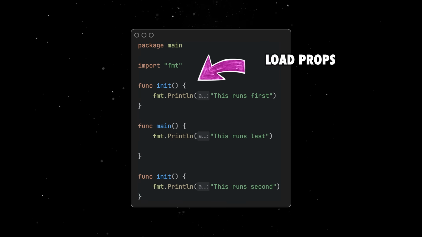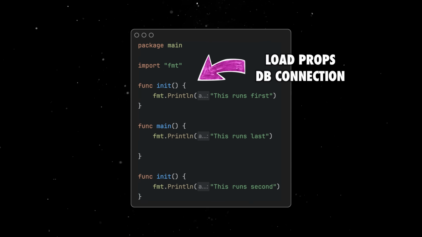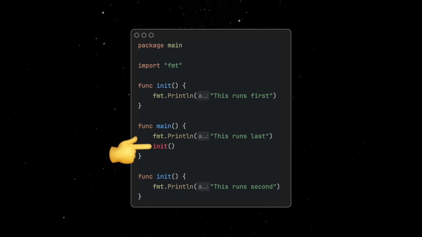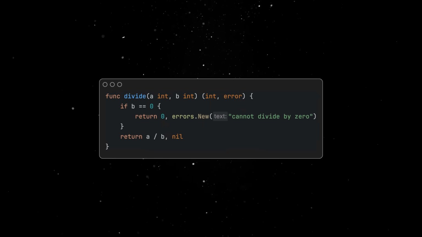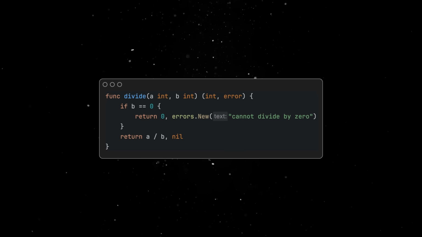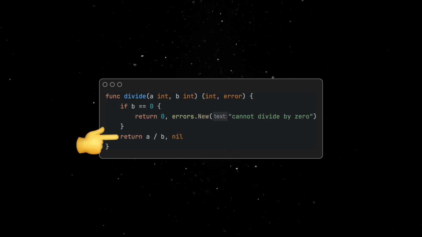This is a good place to load up property files, establish database connections, or perform any other setup tasks your program might need. Remember that init functions cannot be called or referenced directly. And since we are talking about functions, note that a unique and powerful Go feature is the ability to return multiple values from a function.